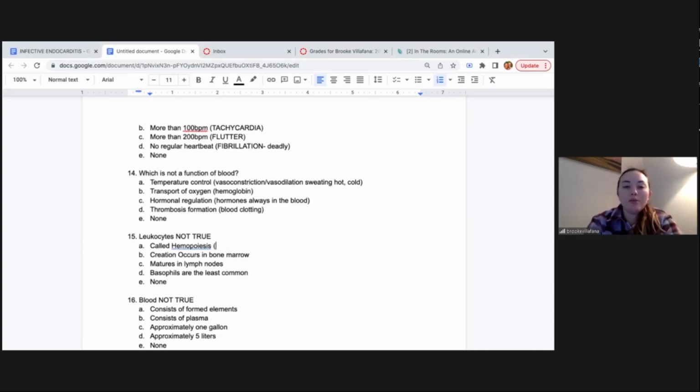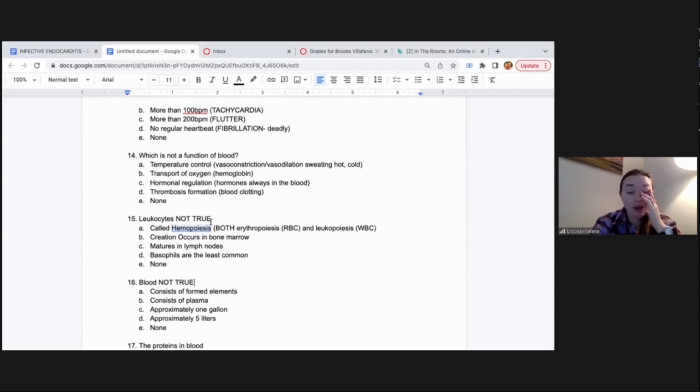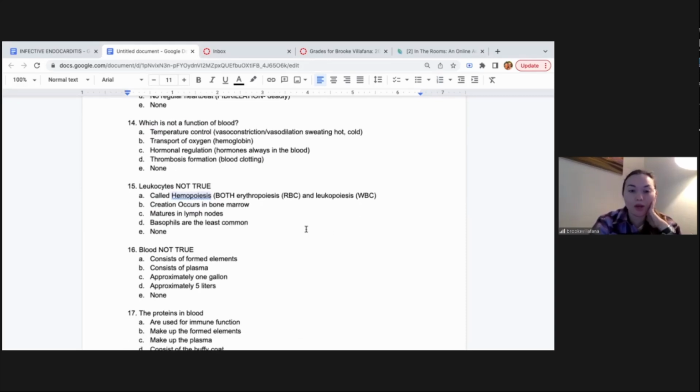E, right? So remember that hemopoiesis is both erythropoiesis, which is red blood cell creation, and leukopoiesis, which we know as white blood cell creation. So if that's what I have in A, we know that A would actually be true. Does this make sense? Because A consists of both red blood cell and white blood cell creation. We know that leukocytes are created in the bone marrow. We know that they do mature in lymph nodes and that basophils are the least common. So none would be correct. That's what I was trying to go for earlier, but I changed it. And you were right when you said A, because obviously erythropoiesis is for red blood cells. Okay, so let's answer this one. Which of these is not true about blood?